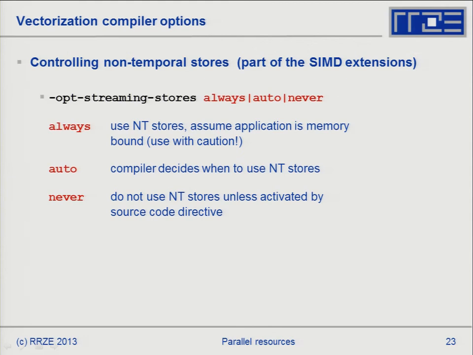With the Intel compiler, you can influence the generation of non-temporal stores on a global level using the compiler switch -opt-streaming-stores. If you say always, the compiler is allowed to use non-temporal stores whenever it thinks it's safe. Auto leaves it up to the compiler, and never is what switches off non-temporal stores, unless you force the compiler, or you tell the compiler using a directive that it should use non-temporal stores in a specific loop.